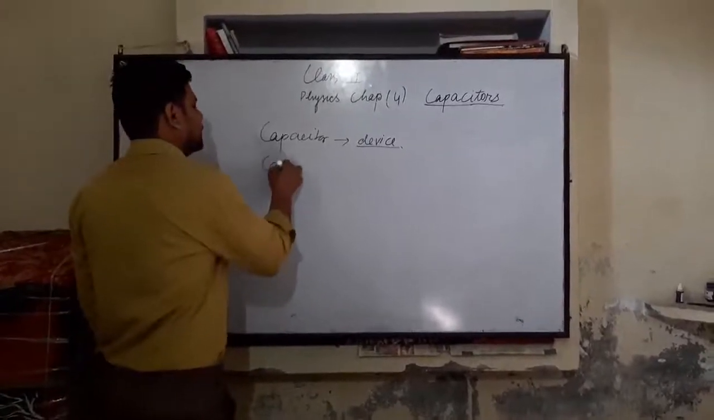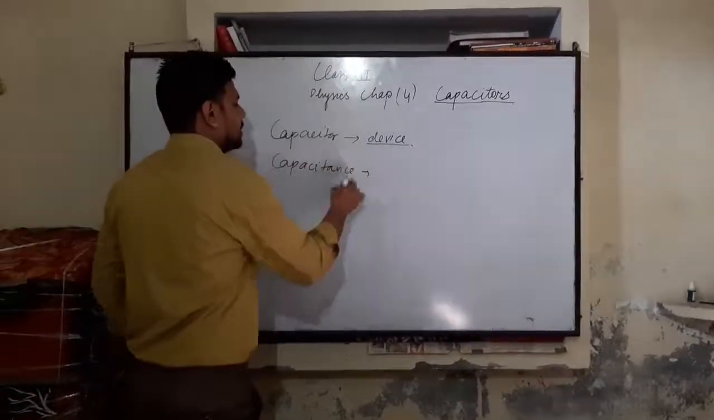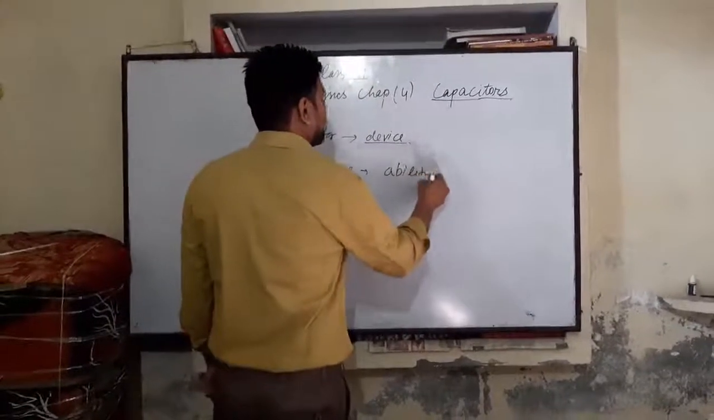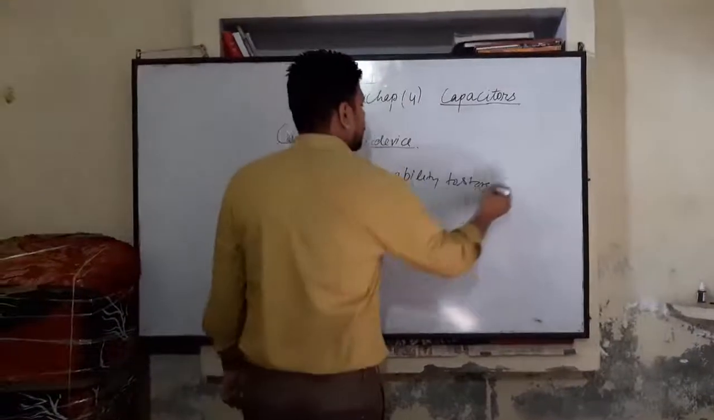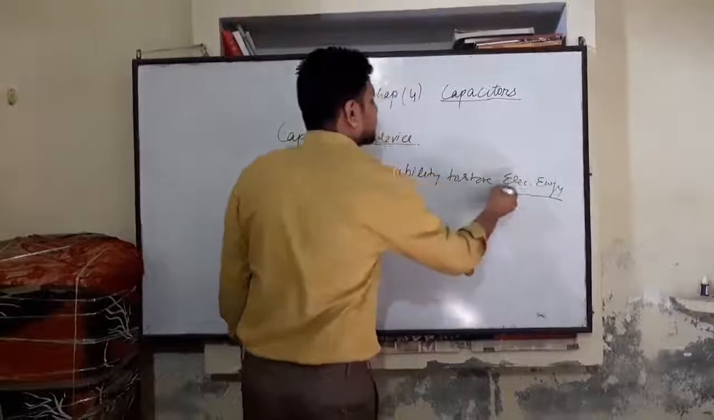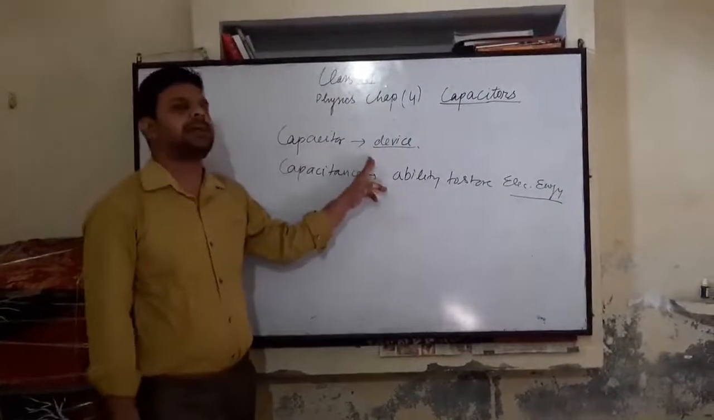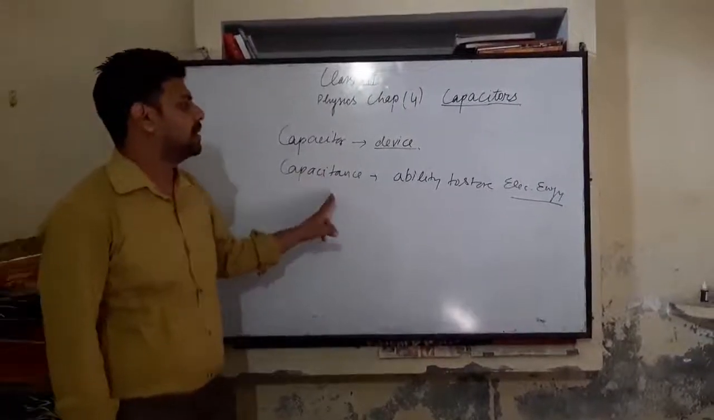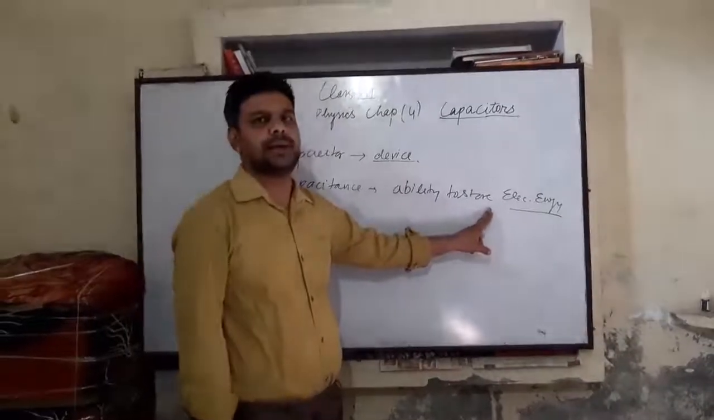And the capacitance of a capacitor is defined as the ability to store energy, the ability to store electrical energy or charge. So the capacitor is a device which can be of any shape, and the capacitance of a capacitor is defined as the ability to store electrical energy.